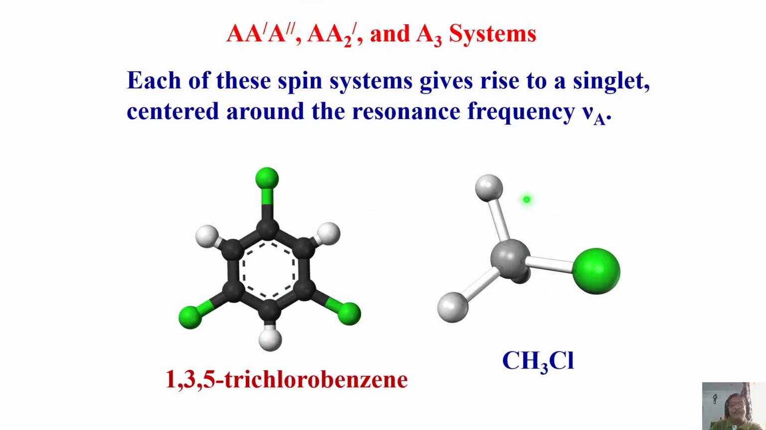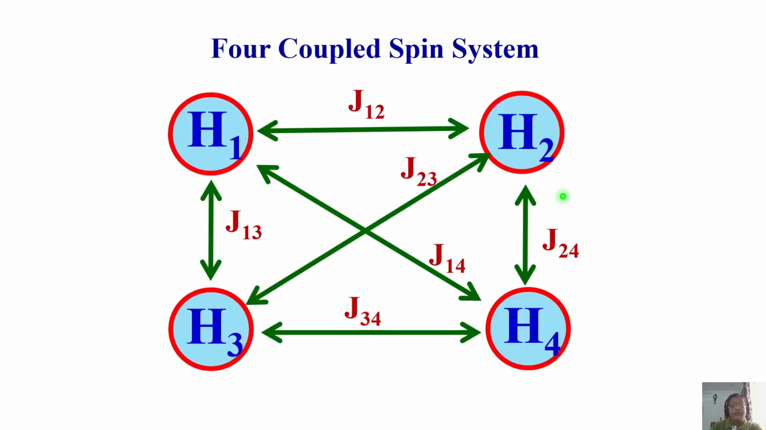This is an A3 spin system. And in the four coupled spin system, you look at 1, 2, 3, and 4. All the four protons are present. You can think of varieties of possible combinations. And one of them is the weakly coupled case. All the four can be weakly coupled. This we call as the AMPX spin system.